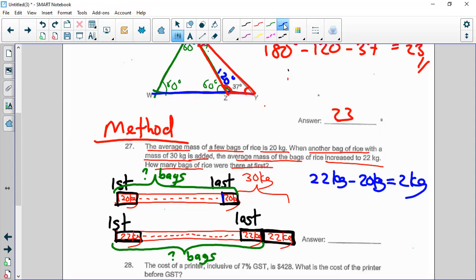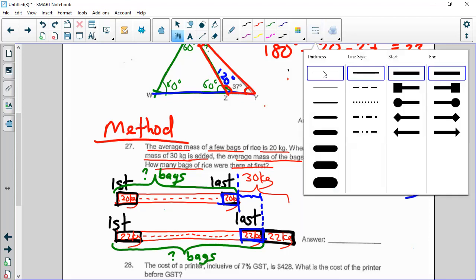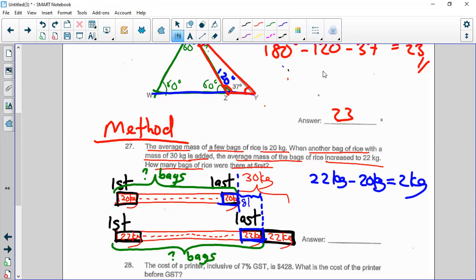Look at the last bag. Draw a dotted line to show the last bag. Look at the same last bag, remember? And draw a dotted line also. And then in between the two dotted lines, how many is in between the dotted lines? You see 30 kilogram minus 22, and you will get 8 kilogram. So there is 8 kilogram that you are going to take and give to everyone 2 more kilogram.